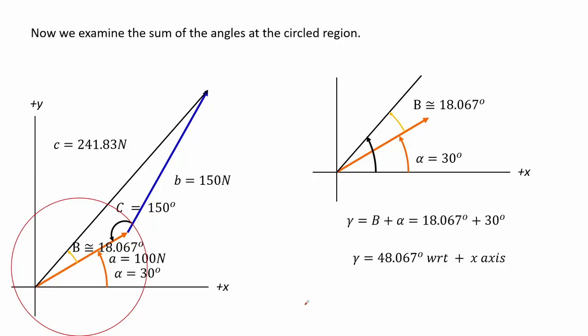To determine the angle of vector C with respect to the positive x-axis, we examine the encircled region. We see that the angle of vector C is simply the sum of the angle B and alpha, which is about 48.067 degrees with respect to the positive x-axis.